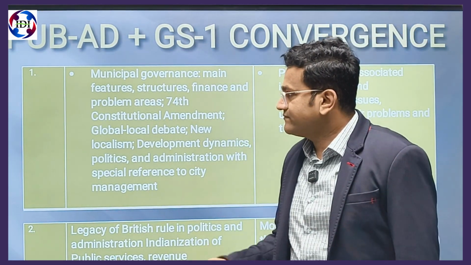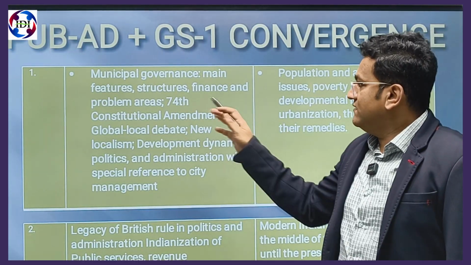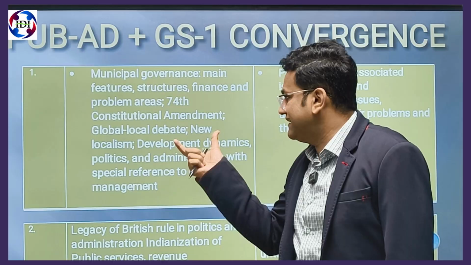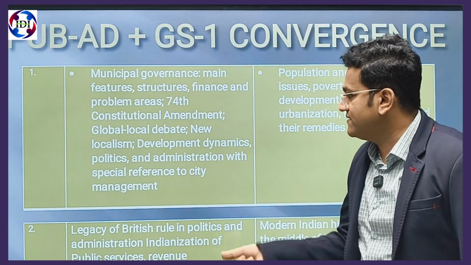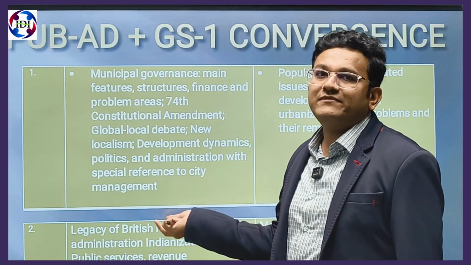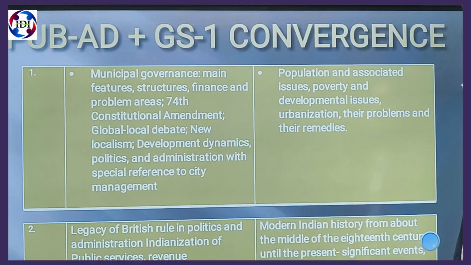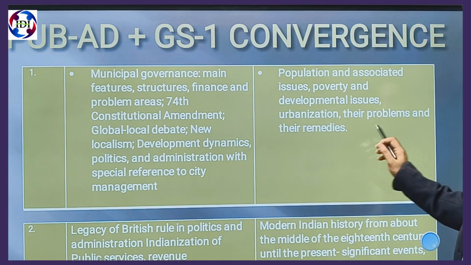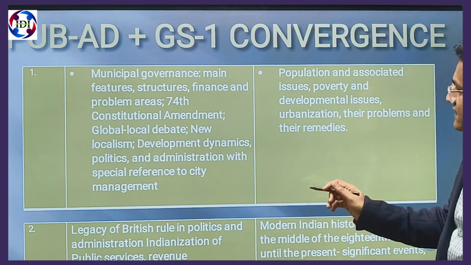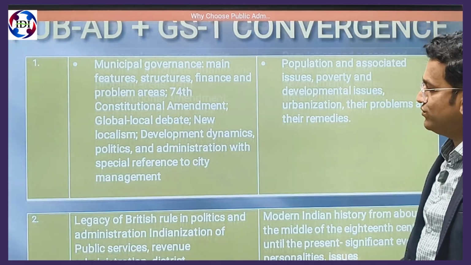First, the public administration chapter on municipal governance: finances, problem areas, the 74th constitutional amendment, the global-local debate, new localism, development dynamics, and administration with reference to city management. What is city management? It relates to urbanization problems and remedies. Now see here, urbanization, its problems and remedies. Then population and associated issues, poverty and developmental issues. It is there in municipal governance and its issues.